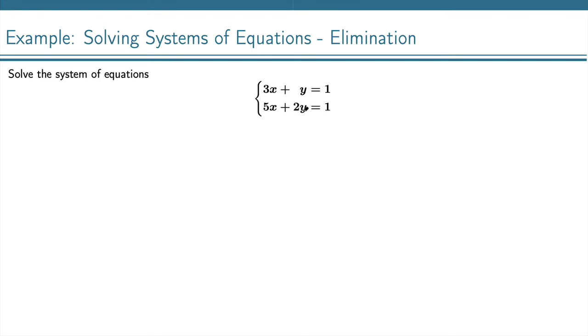I've got a 2y right here, so I can take this first equation and multiply it by a 2, and that will give me a 2y right there as well. So what I end up with is a new system of equations with a 6x plus 2y equals 2. I multiplied this entire equation by 2. And then my second equation is the same, 5x plus 2y is equal to 1.